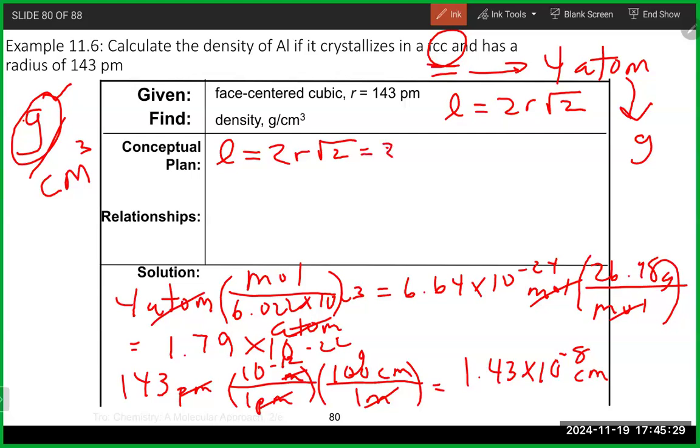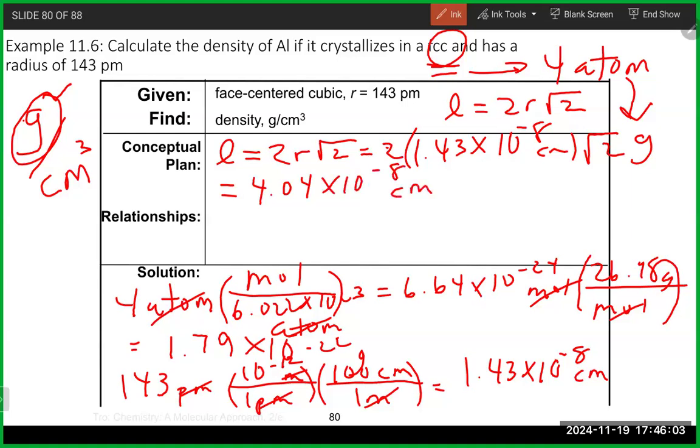So that's going to be 2 times my 1.43 times 10 to the minus 8 centimeters times the square root of 2. So let me pump that in there, times it by 2, times that by the square root of 2. And that is going to give us a length here of 4.04 times 10 to the minus 8 centimeters.